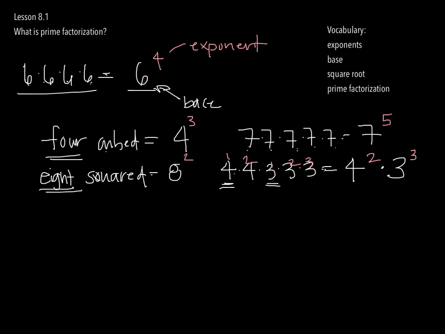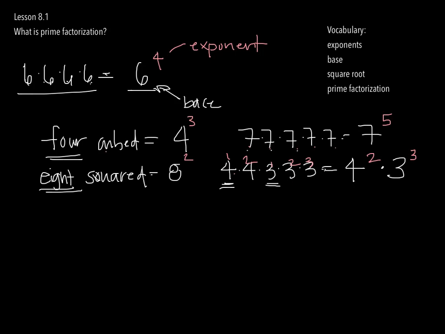So remember, boys and girls, your base is whatever number is repeated, or in this case, you have two bases. And the exponent is the number of times it's multiplied by itself: 1, 2, 3, 4, 5, then 1, 2, and 1, 2, 3.